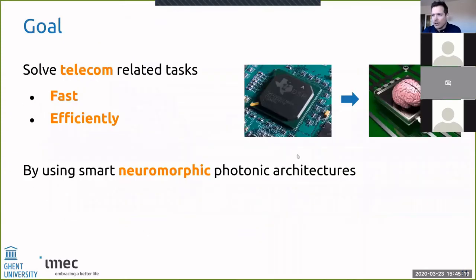So this brings us to the main goal of the thesis, which is that we would like to solve telecom-related tasks fast and efficiently, and preferably faster and more efficient than current digital signal processors. And we think that the way forward for this might be to use neuromorphic computing, as competing with electronics with traditional digital computing is just very hard. It's very hard to achieve the same performance.